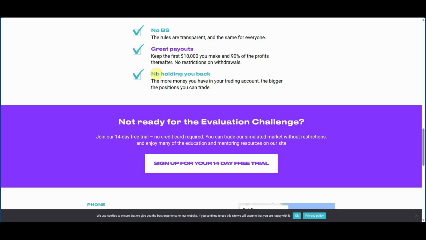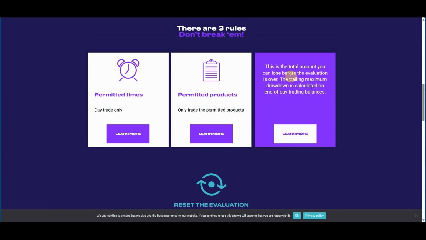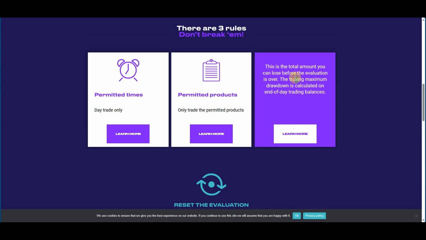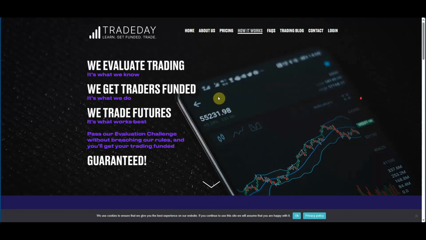So TradeDay has a lot of benefits, particularly this end of day drawdown rule. It just means you're not getting squeezed each time you place a trade. It's a much better way to actually structure the trailing maximum drawdown. That's effectively all of the rules.